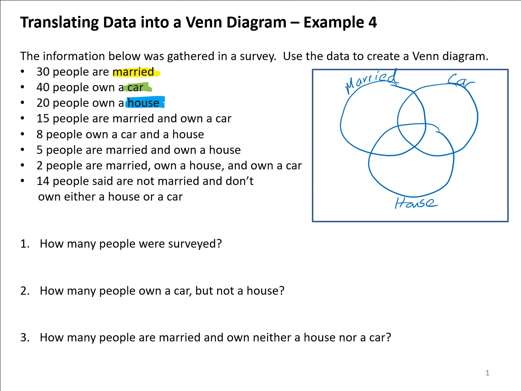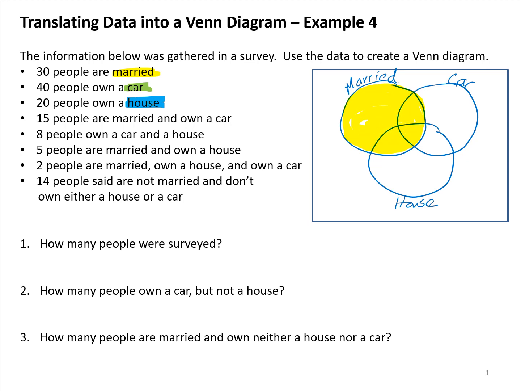All right, now in our last example, we had the word only after these first three pieces of information related to how many people were in a particular category. This time we don't. It says 30 people are married. It doesn't say married but don't own a car, don't own a house. There's no only there. So that means that those 30 people are all of the people in the entire married circle. And there are actually 4 regions in the married circle.